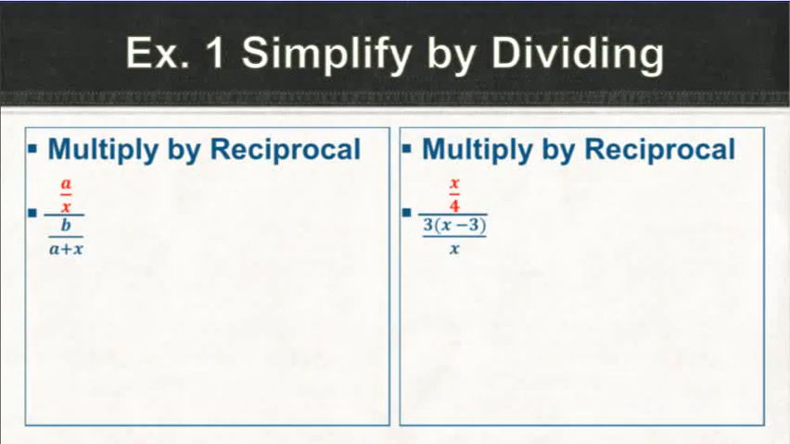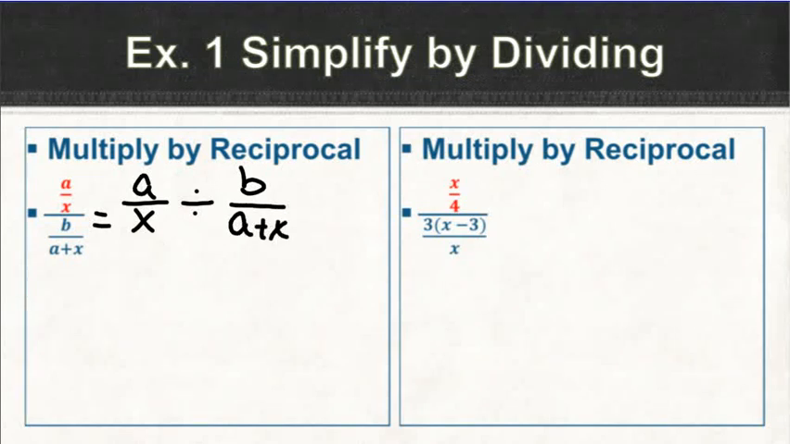Example 1, simplify by dividing. They're asking you to multiply by the reciprocal. First step is to rewrite this as a division problem. So this one would be A over X divided by B over A plus X. Now that we can see that we're just dividing a fraction by a fraction, I can rewrite this as a multiplication problem. So A over X times the reciprocal of B over A plus X is A plus X over B.